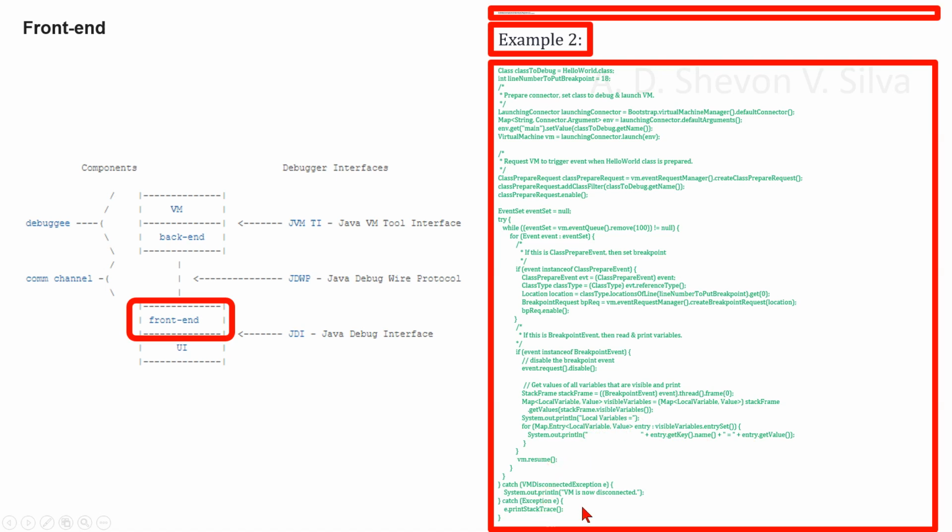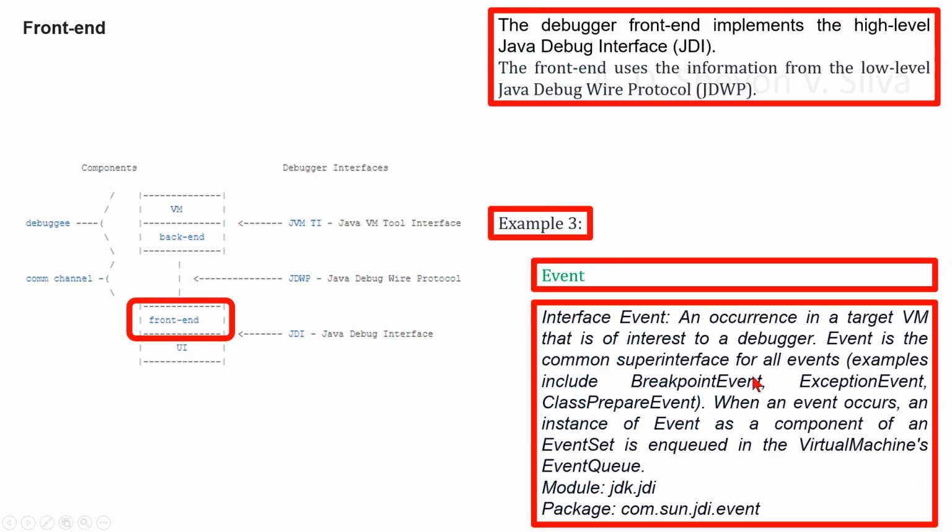As an example 3, we can consider interface Event. An occurrence in a target VM that is of interest to a debugger. Event is the common super interface for all events. Examples include BreakpointEvent, ExceptionEvent, ClassPrepareEvent. When an event occurs, an instance of Event as a component of an EventSet is included in the virtual machine's event queue.